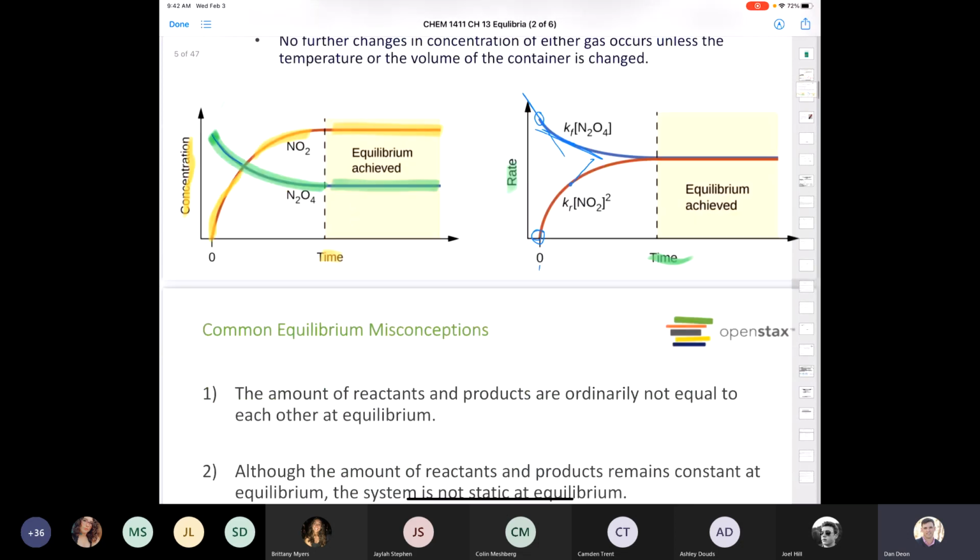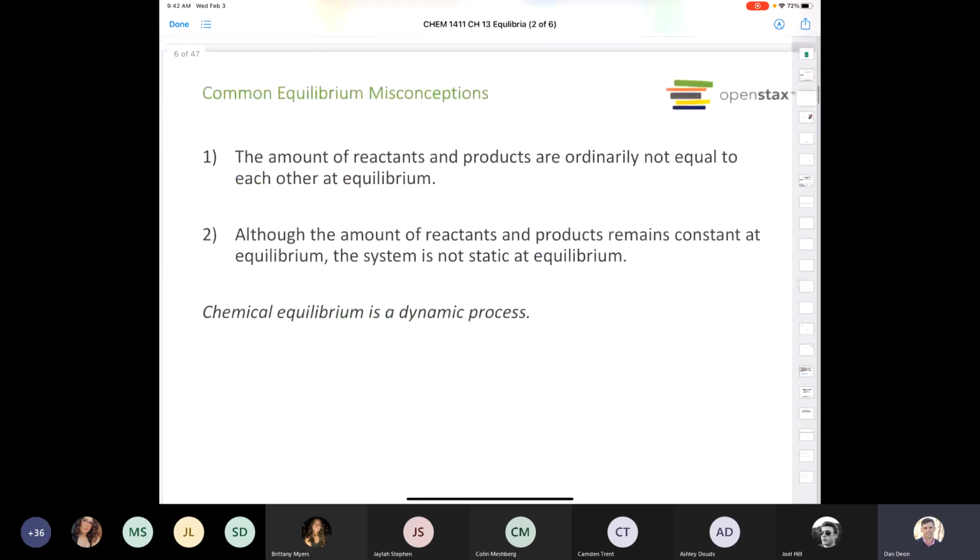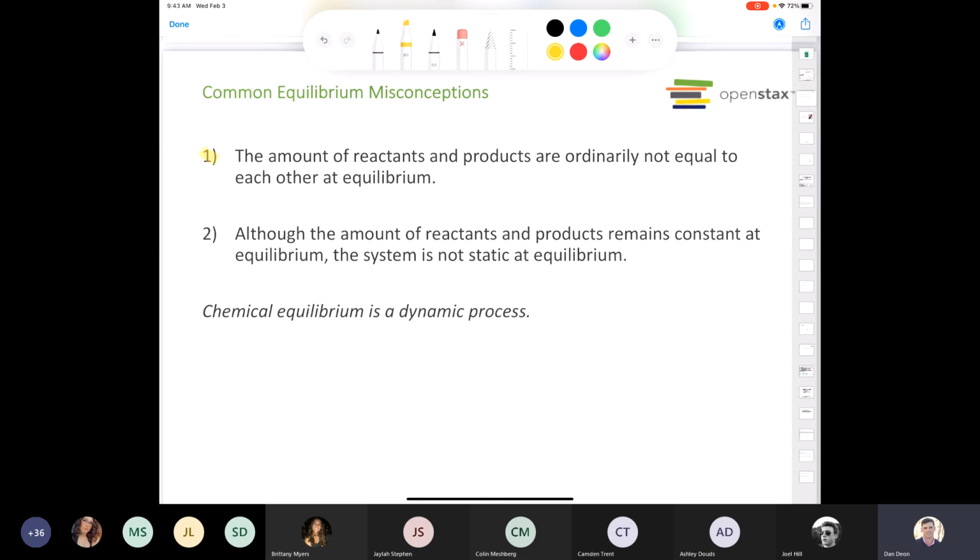All right, so there we go. The amounts of reactants and products are not ordinarily equal to each other at equilibrium. That's what I just told you. It's not that the concentrations are equal. They're very rarely going to be equal. That would be a very specific case. All that matters is that they remain what? They've got to remain constant.